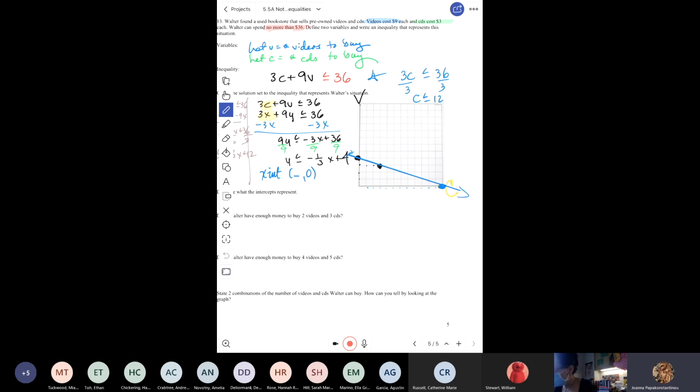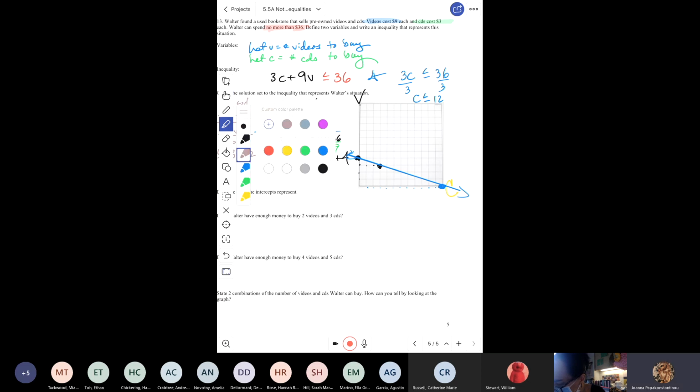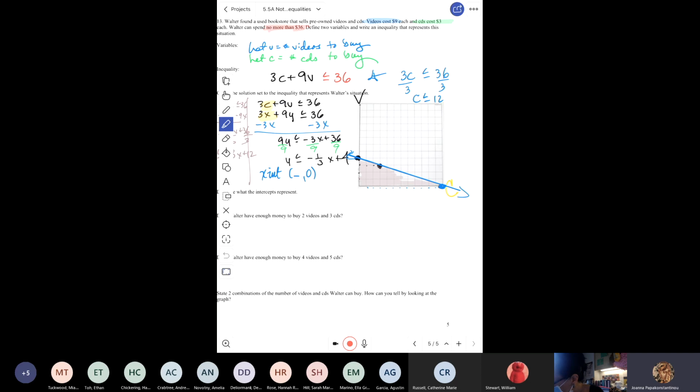Now, am I shading above and to the right or down and to the left? Am I shading down and to the left or up and to the right? Yes, he only has so much money. And remember, I would be confined to the first quadrant because I can't have negative CDs or negative videos. So really, oops, I say that and I do something hideous. It's just this little section here that is our solution set.